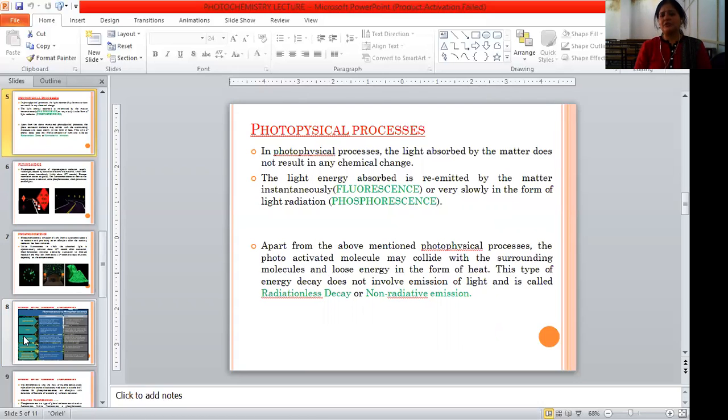Apart from the emission of light, there is a chance that the molecules which are activated can collide with each other, and on colliding with each other, they lose that energy in the form of heat. This type of energy decay does not involve any emission of light, and this type of process is known as a radiationless decay or non-radiative emission.